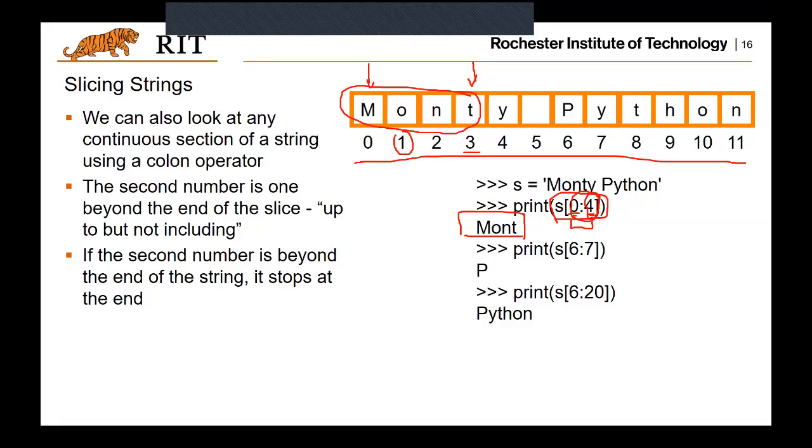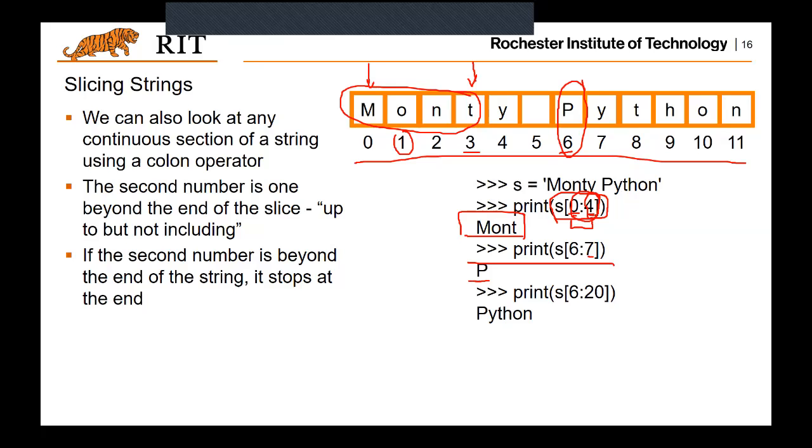But anyway, let's look at this case. It starts with 6, and the second number is 7. Basically, we cannot take the character with index 7. Instead, we will end at 6. So in this case, 6 to 6 means we will take exactly one character at 6. So that is the character P over here.